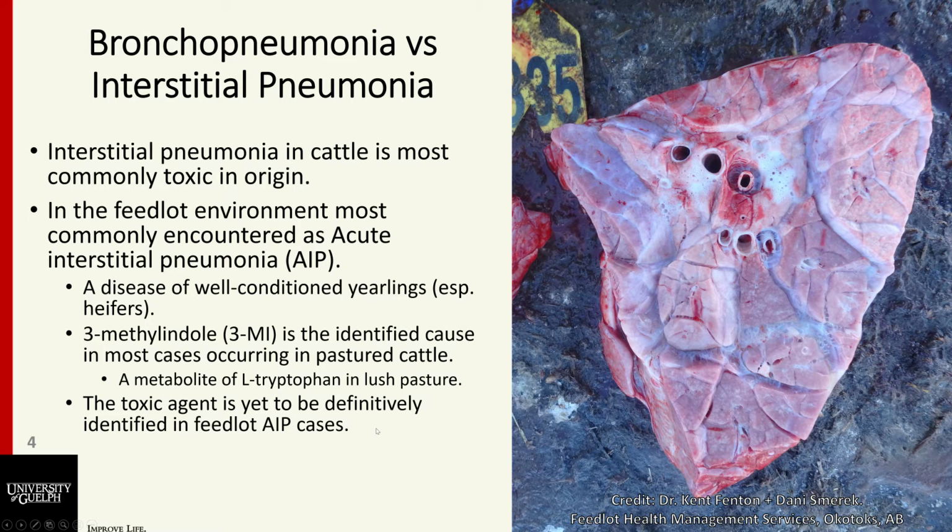The agent that actually causes AIP in the feedlot environment is still yet to be definitively identified, but when we see a very similar condition in pastured cattle, the putative cause in most cases is 3-methylindole, which is a metabolite of an amino acid which is found in high levels in lush pasture.